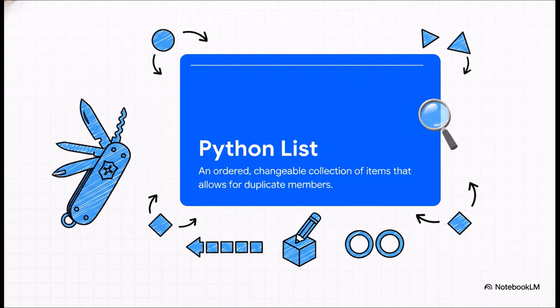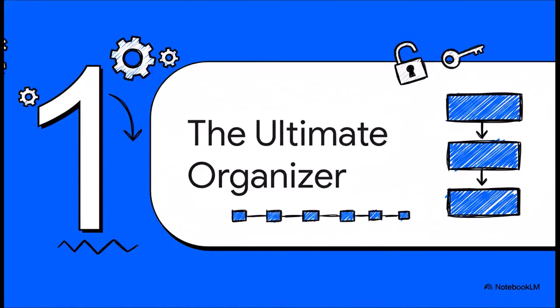And I absolutely love this analogy. It's the Swiss Army knife for your data. Why? Because it's ordered, it's changeable, and it couldn't care less if you have duplicate items in there. Those three things make it unbelievably useful. All right, so let's really pull this apart and see what makes a list a list.